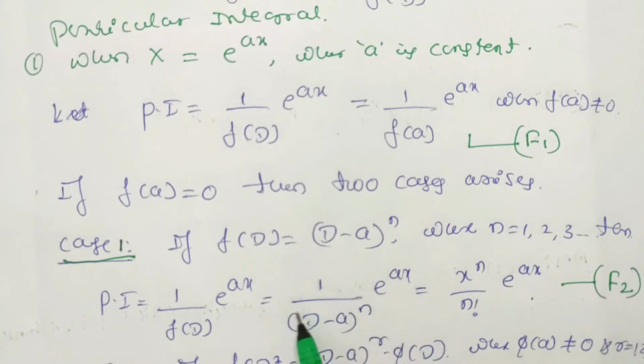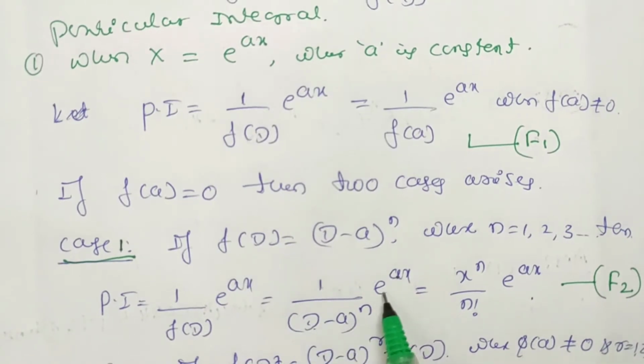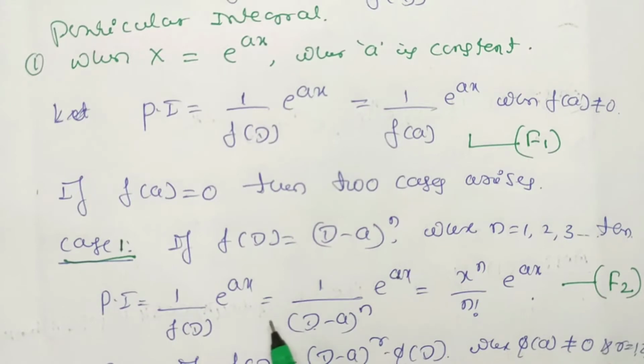If it is in this form, that is e raised to ax divided by (D minus a) raised to n, then the particular integral can be written as x raised to n divided by factorial n e raised to ax. Take this one as second formula. We have a long derivation for this. I think derivation is not necessary. You just take this formula directly because nowhere will this derivation be asked in the examination.